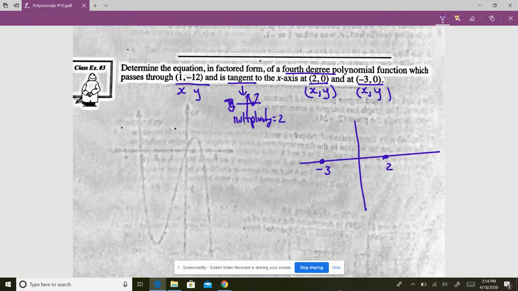And it goes through the point 1, negative 12. Let's guess there. It's 1, negative 12.